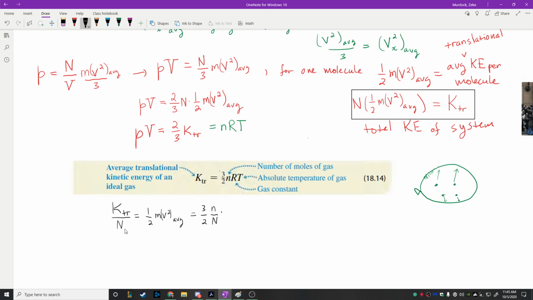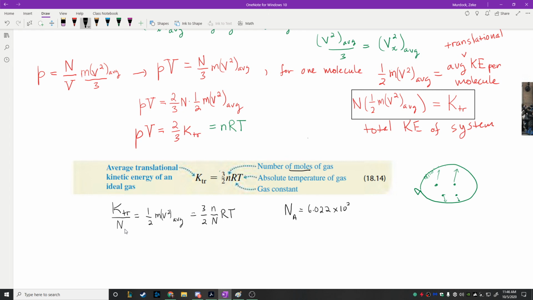It's easy to get these confused, but little n is the number of moles and big N is the total number of molecules. We get that expression, but the number of moles and the number of molecules are related to each other, right? What's the number that relates the number of moles to the number of molecules? Avogadro's number, that's right.